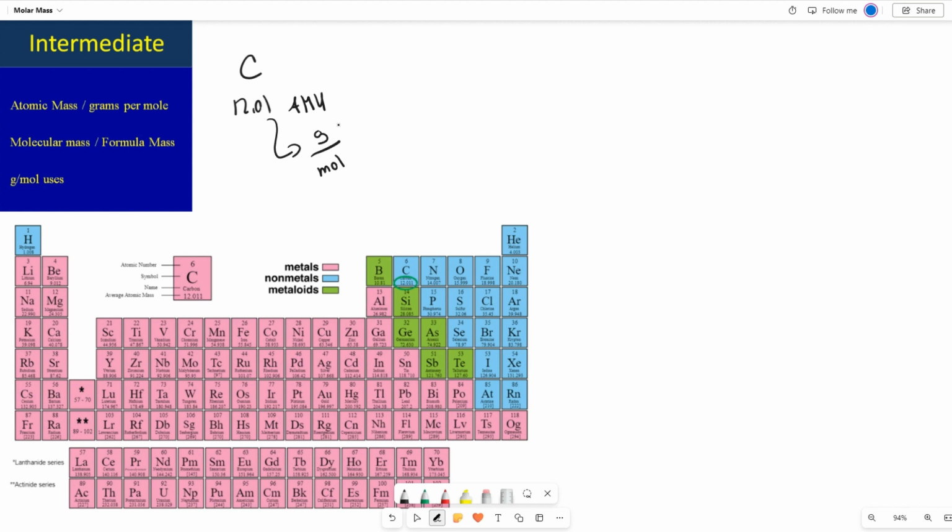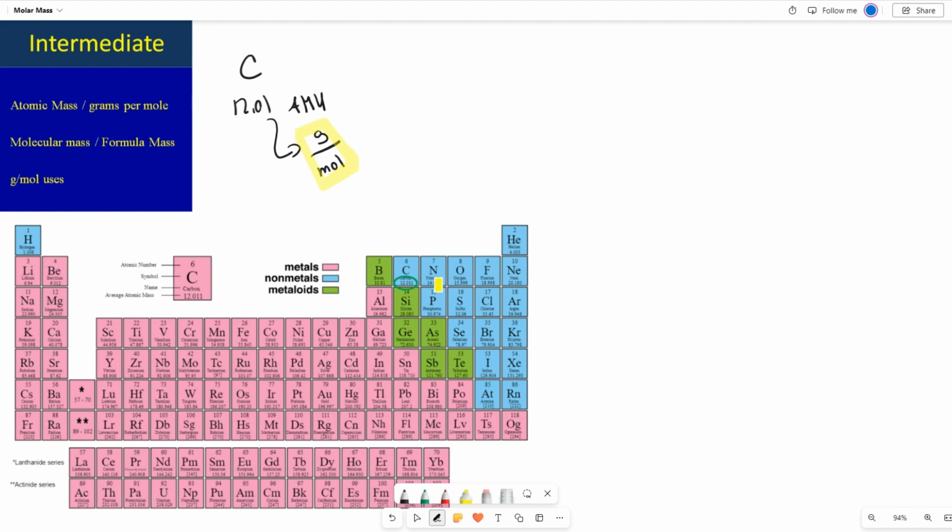Now, it will never tell you on the periodic table that these decimal numbers at the bottom of the elements are in the units of grams per mole. That is just something that you have to remember. Because it is very useful to understand that these atomic masses are actually conversion factors that let you convert back and forth between grams of an atom and moles of an atom.